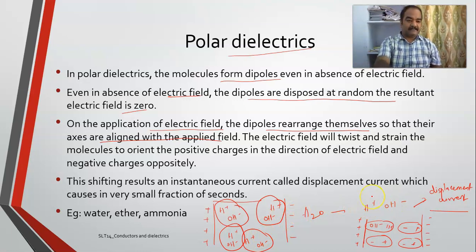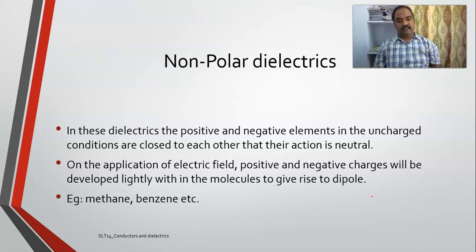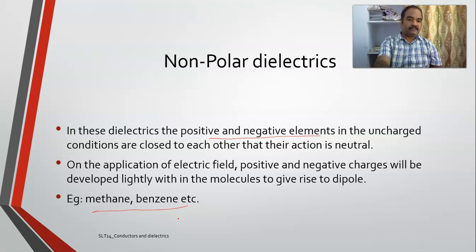Now coming to non-polar dielectric materials, normally in these dielectrics, the positive and negative elements are very close to each other such that their action is neutral. They don't have any external charges on them. But on the application of an electric field, the positive and negative charges may shift a little bit, leading to a dipole. These types of carbon compounds, methane, benzene, etc., may exhibit a little bit of charge when you apply an electric field on them. These are called non-polar dielectrics.